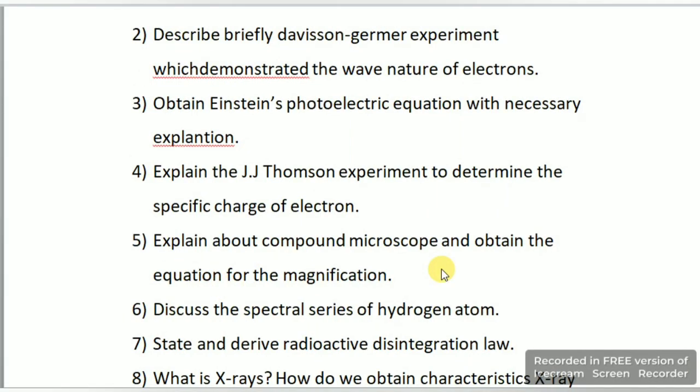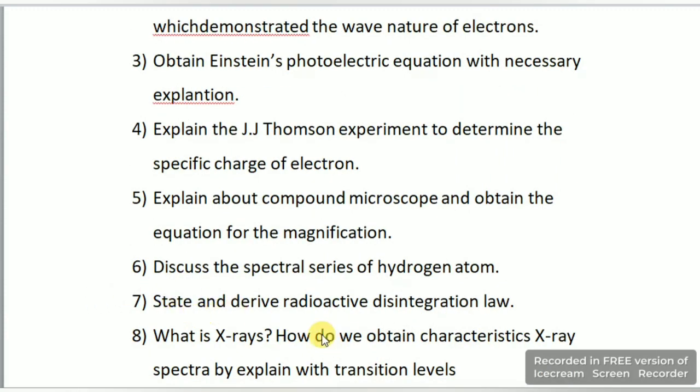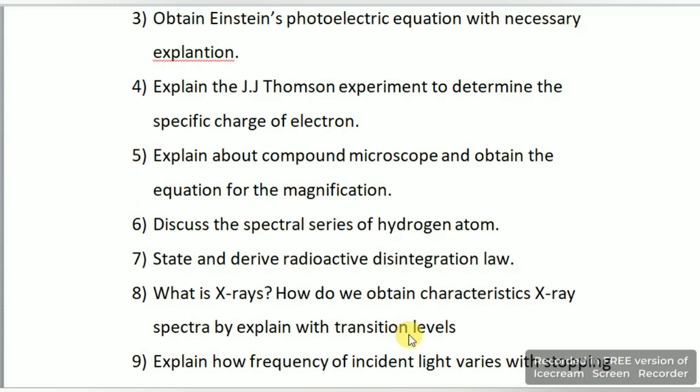Explain the J.J. Thomson experiment to determine the specific charge of electron. Next, explain about compound microscope and obtain the equation for the magnification. Next, discuss the spectral series of hydrogen atom. Next, state and derive radioactive disintegration law. Next, what are X-rays? How do we obtain characteristic X-ray spectra? Explain with the transition levels.